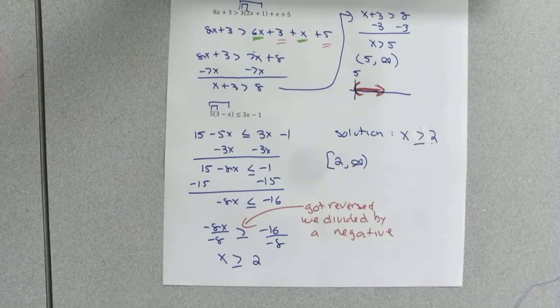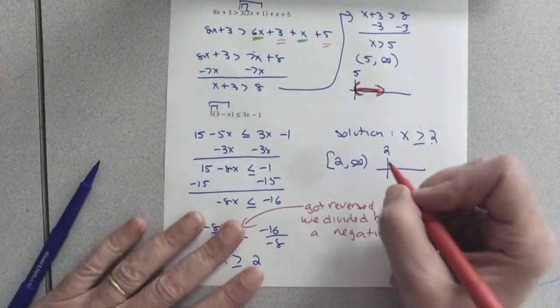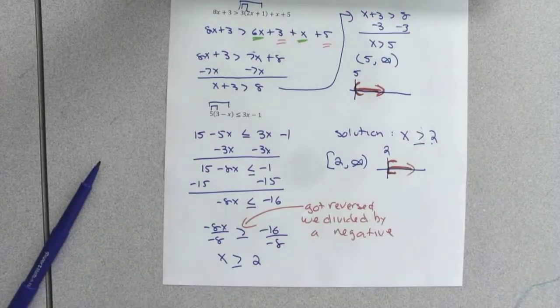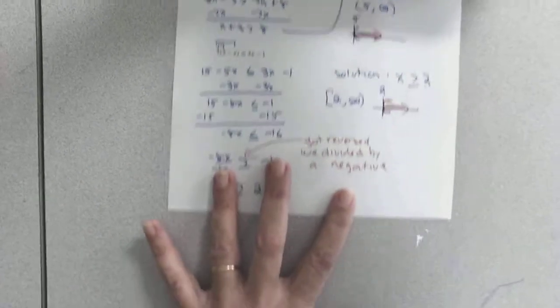Greater than is always infinity. The or equal to gets a square bracket. Graph-wise, there's 2, and an arrow pointing to the numbers greater than 2. Let's keep going.